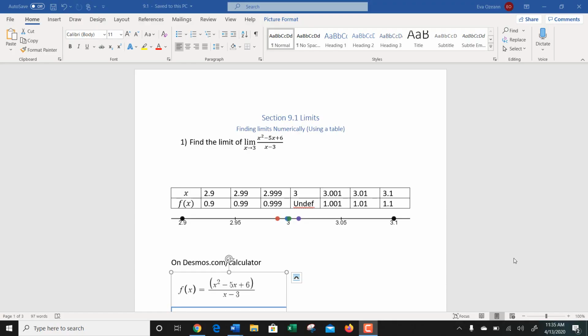Hey guys, so now that you've watched the 9.1 videos on Canvas, which are brought to you by Cengage, I wanted to do a couple of examples.